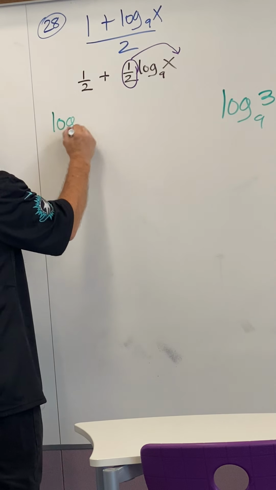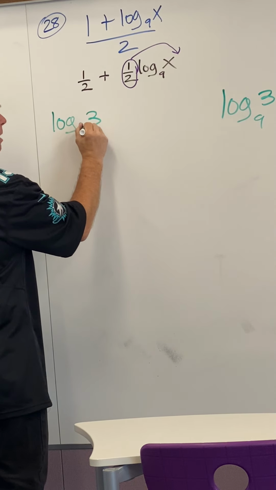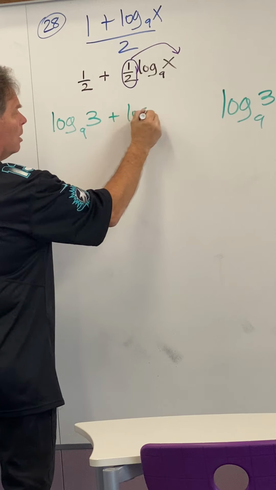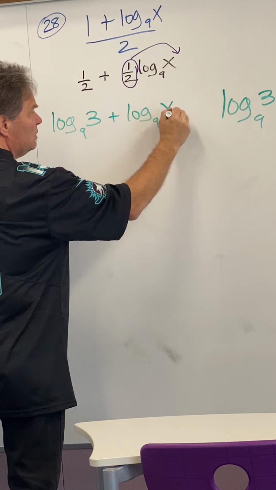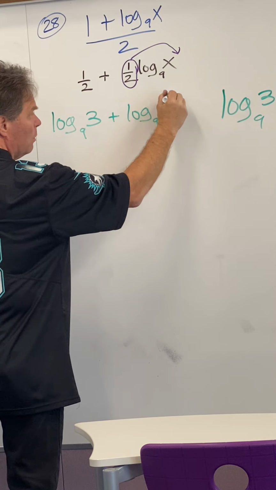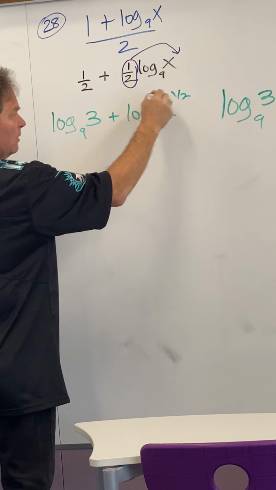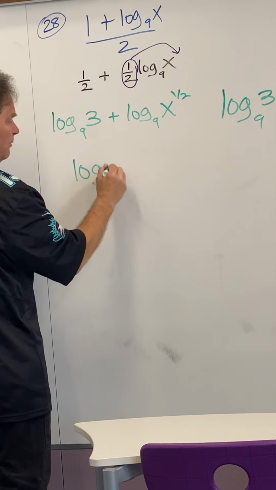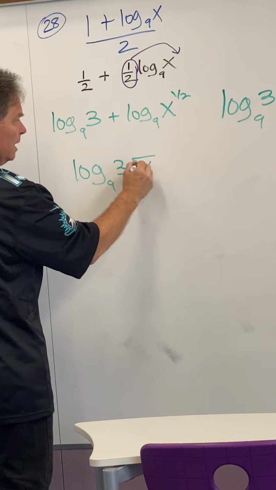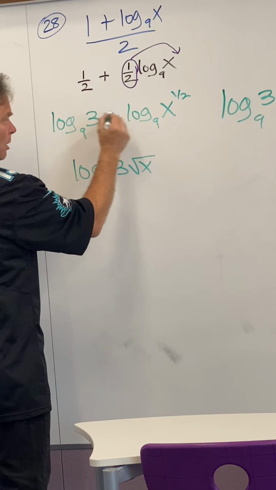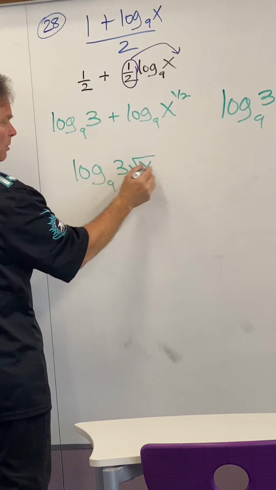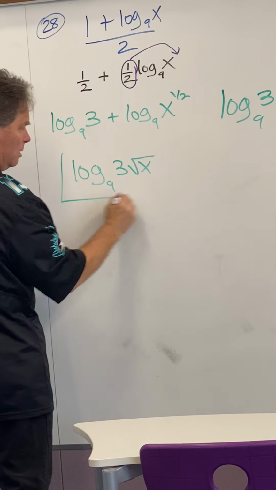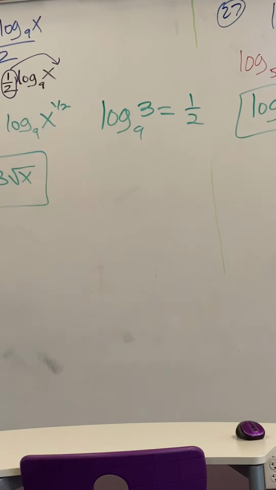So log base 9 of 3 plus log base 9 of x to the 1/2, which is square root x. I'll call it square root x in the next step. So that's log base 9 of 3 times square root x, because addition of logs combines into multiplication here. Cha-ching.